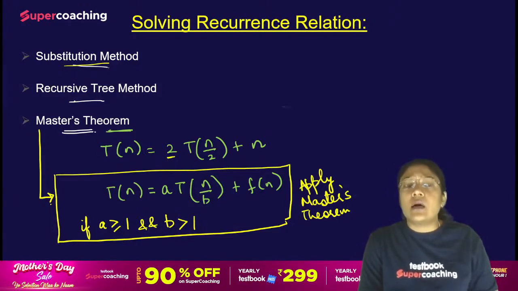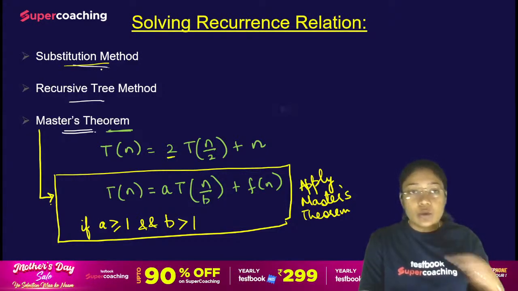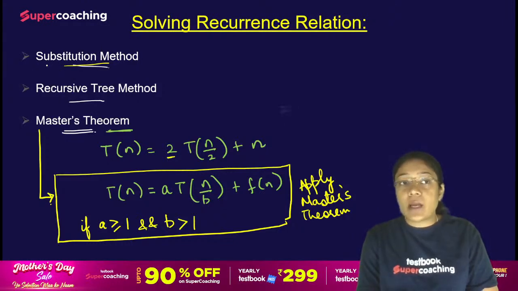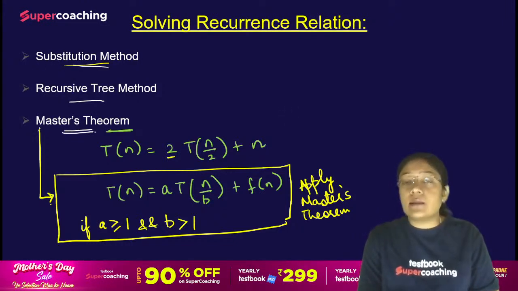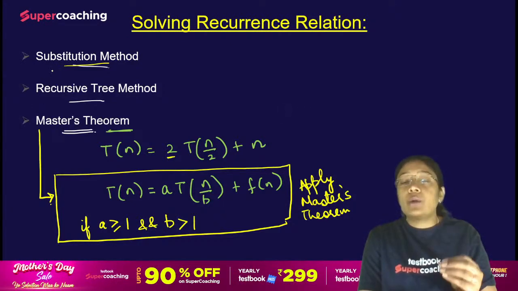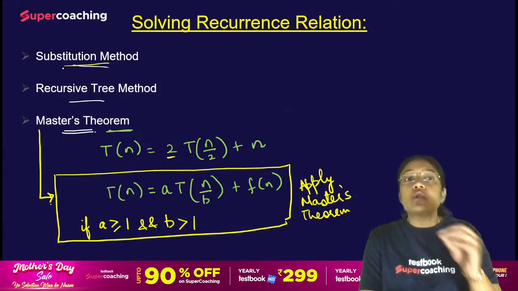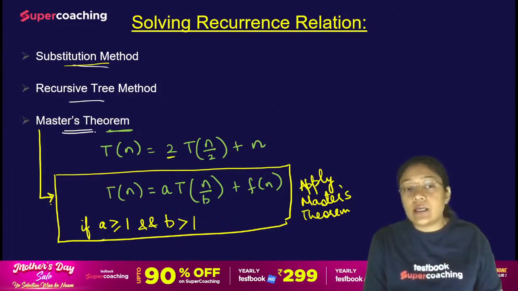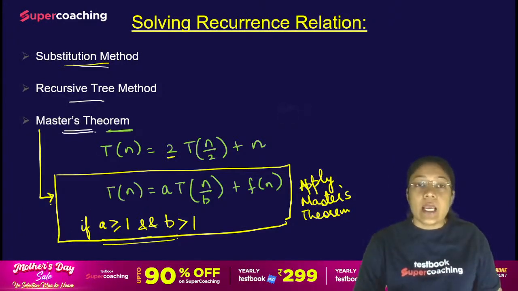If the different parts contain different numbers of elements, then it's difficult to keep track of the equation in the substitution method. That's why first of all I'll be starting the discussion over the substitution method, followed by the recursive tree method, and then the Master's theorem. Any recurrence relation which can be solved using the substitution method can also be solved using the recursive tree method, but in Master's theorem you cannot solve every recurrence relation. This condition has to be satisfied. Is this difference clear?